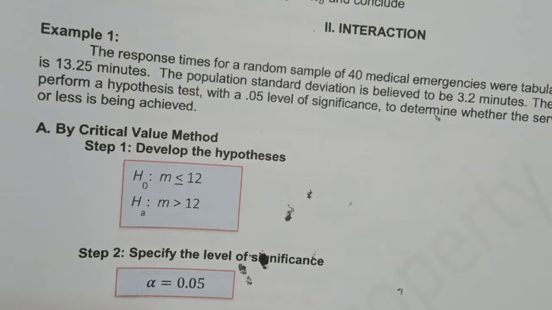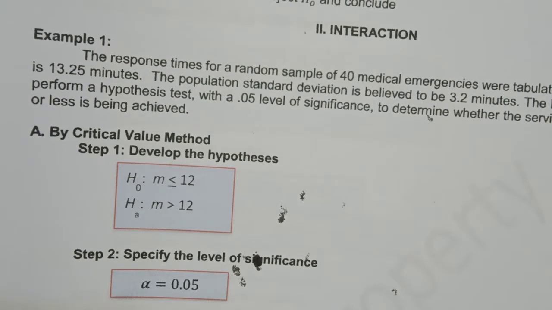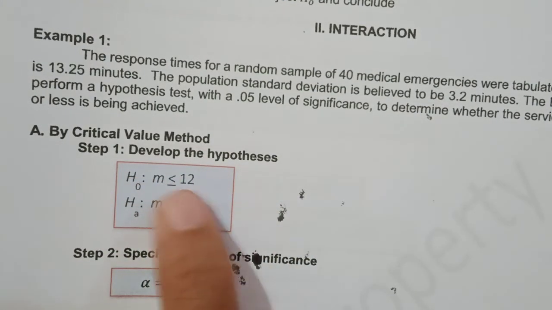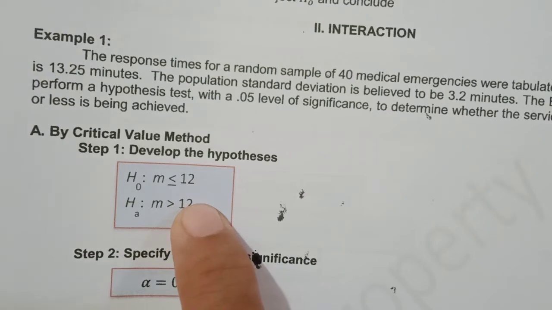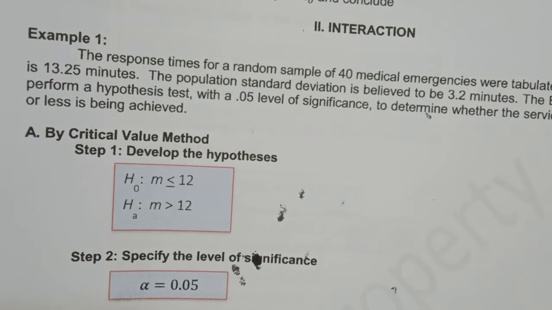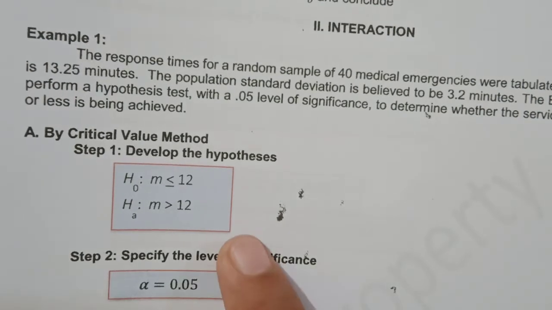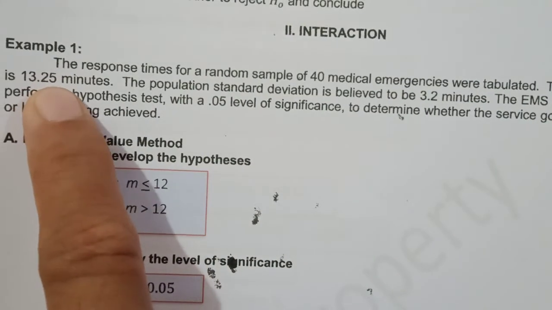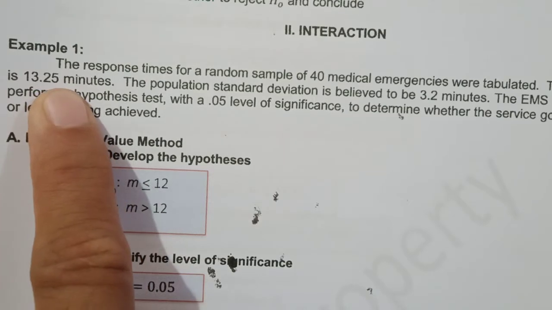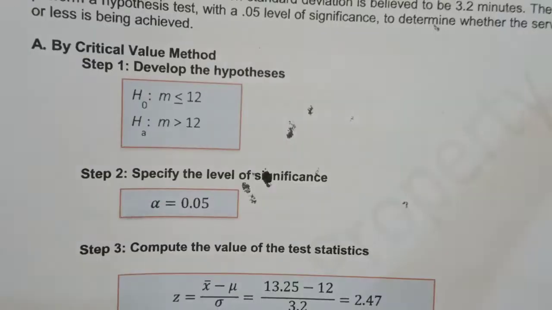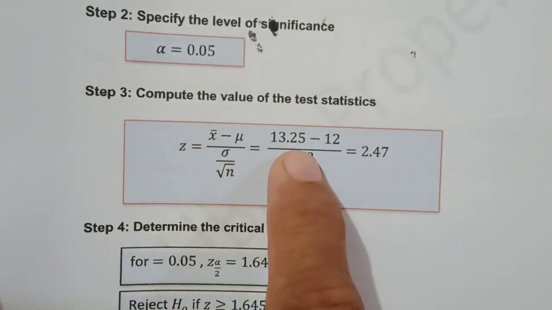Yan. Tandaan, yung ating mu ay laging nasa alternative or nasa null hypothesis, yung number na yon. So, that is our population mean. Ito naman, 13.25. Ano yung 13.25? Yun naman ang sample mean. So, yun ang ating sample mean, 13.25.